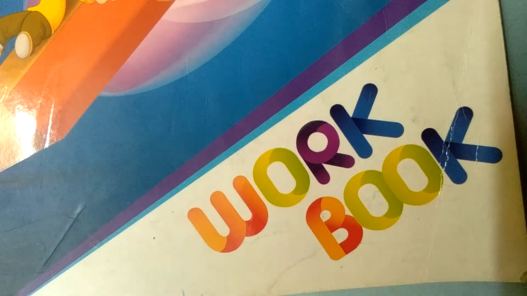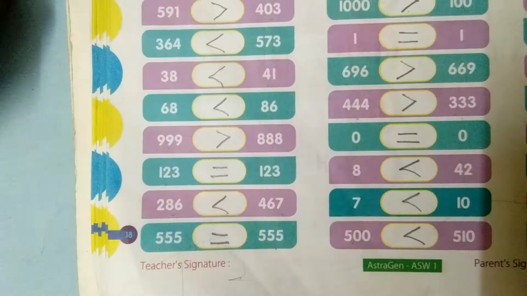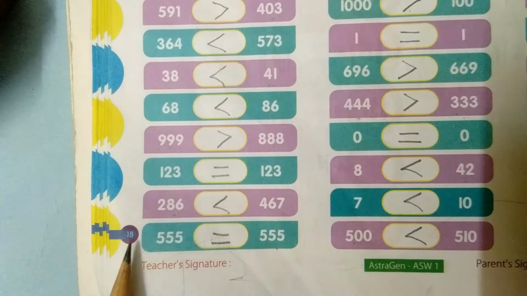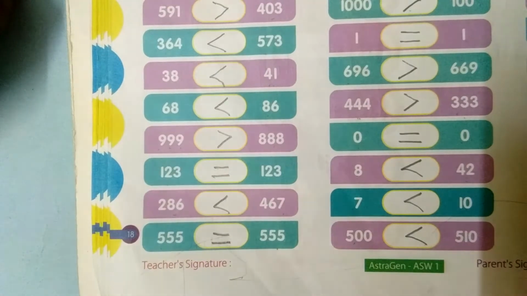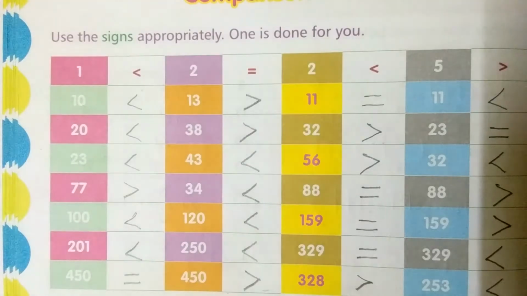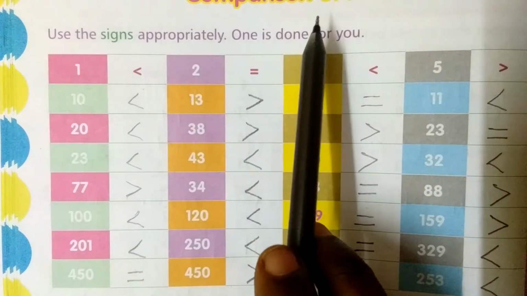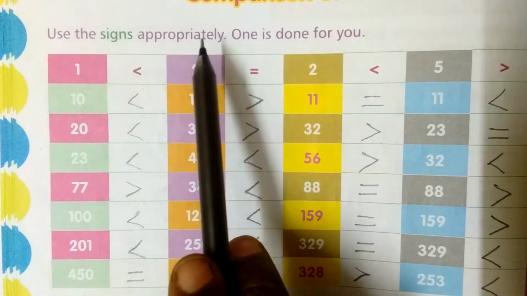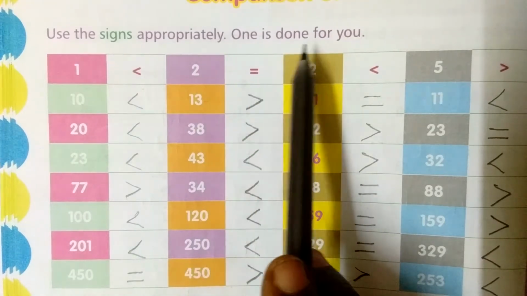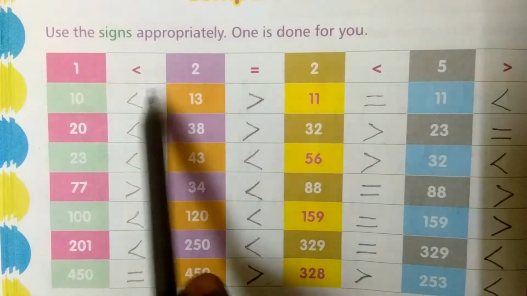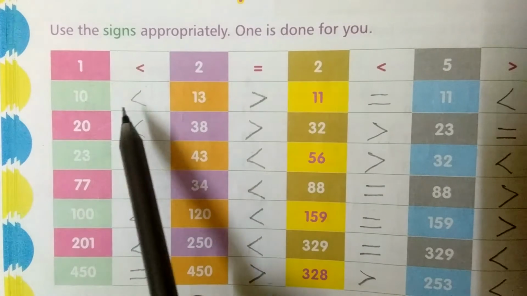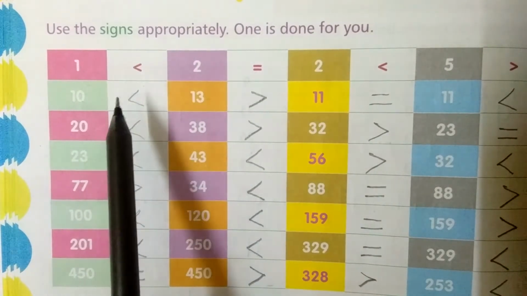Hi children, take your workbook. Open page number 18. This is your maths class, children. Comparison of numbers. Use the signs appropriately. Here one is done for you already. This is your revision class.